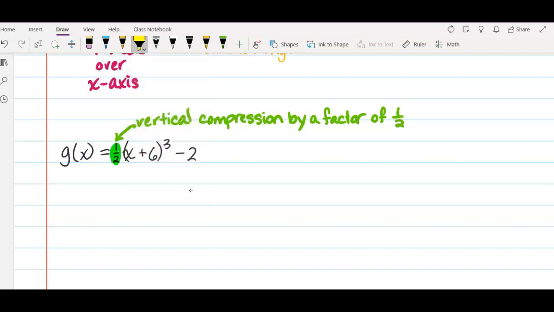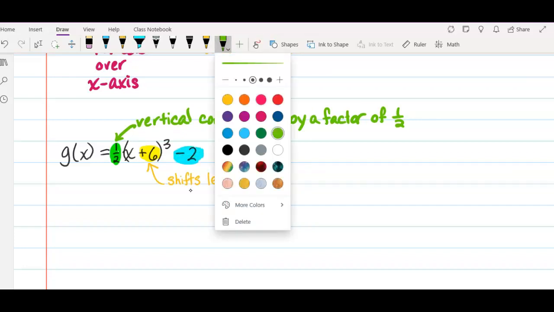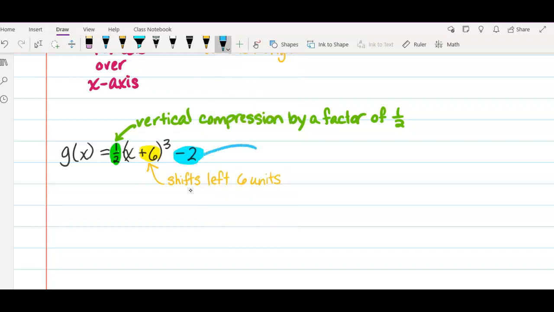Inside here, adding 6. This means we've shifted left 6 units. And finally, this is shifted down 2 units.